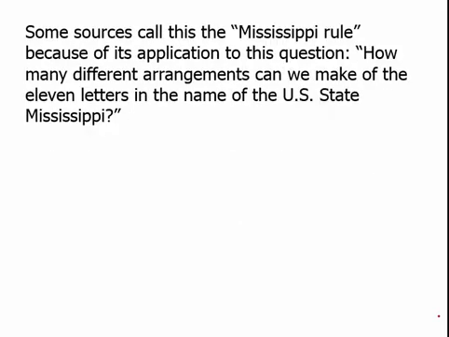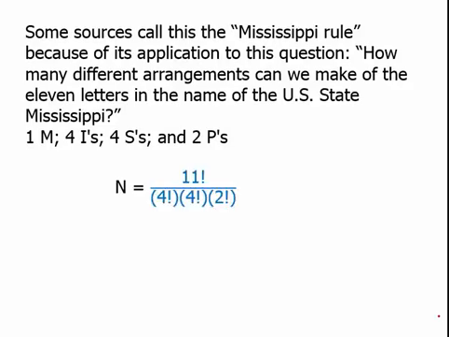For example, some sources call this the Mississippi rule because of its application to the question, how many different arrangements can we make of the 11 letters in the name of the U.S. state Mississippi? Well, that's a name that has a lot of repetitions in it. There's only one M, but there are 4 I's, 4 S's, and 2 P's. And so if we arrange all the possible arrangements we could make of those 11 letters, it would be 11 factorial divided by 4 factorial for the I's, divided by 4 factorial for the S's, divided by 2 factorial for the P's. And if we multiplied all that out, that would be the number of different arrangements we could make from all 11 letters in the name Mississippi.